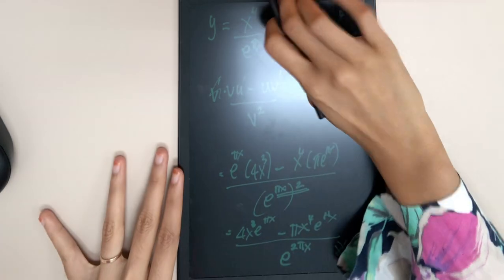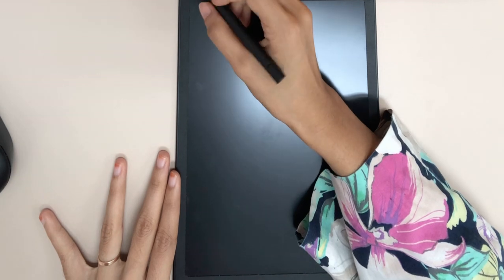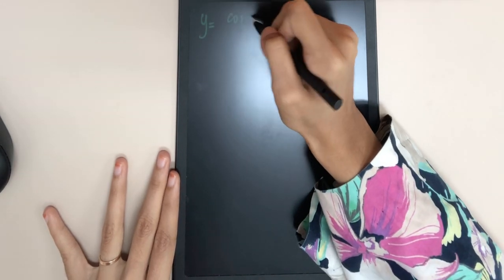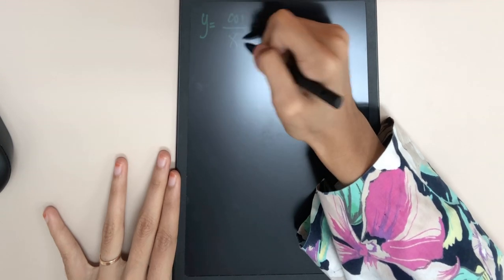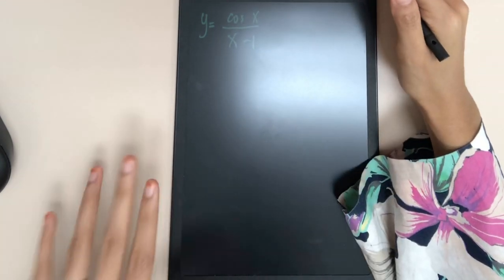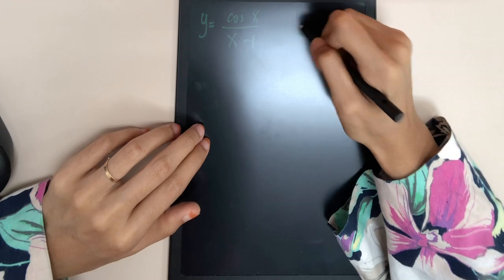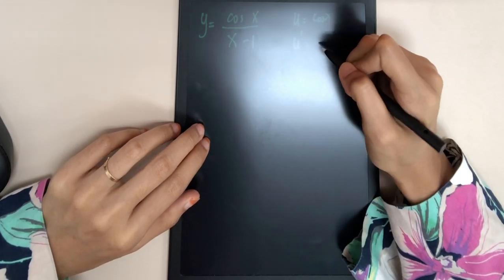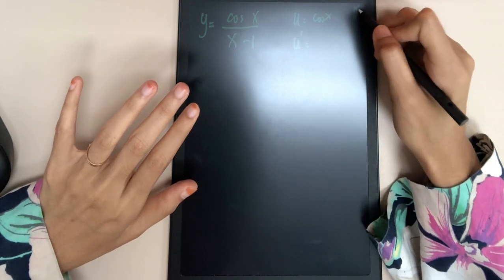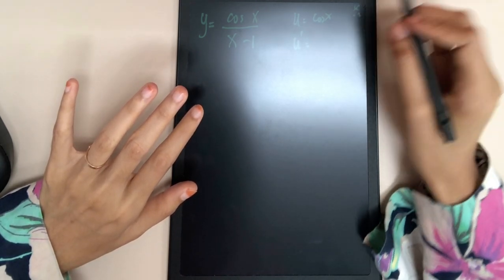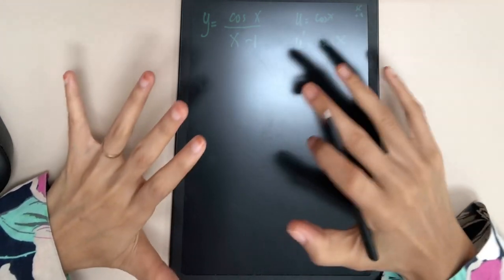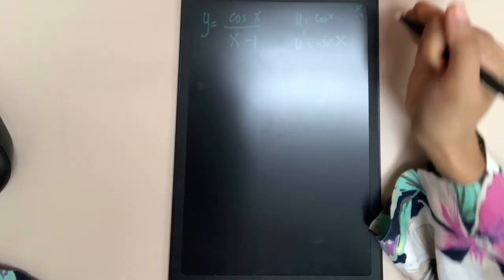Okay, one more example on the quotient rule. y equals cos x over x minus 1. So u is cos x. What is your u prime? Differentiate cos, what do we have? Differentiate cos, you will get negative sin x. Here you also have to be clear, the same as with exponential.